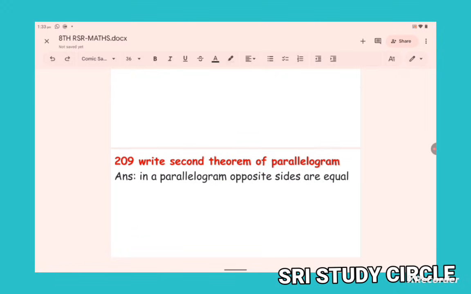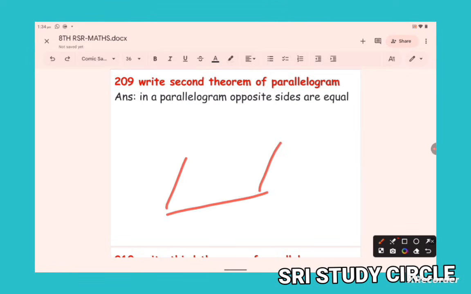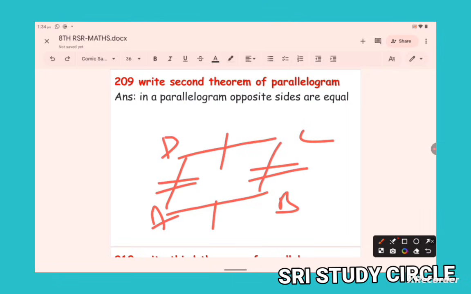Now next one, write the second theorem of parallelogram. In a parallelogram, opposite sides are equal. The lengths of opposite sides are equal. So AB is equal to DC, and BC is equal to AD. This is the second theorem of parallelogram.